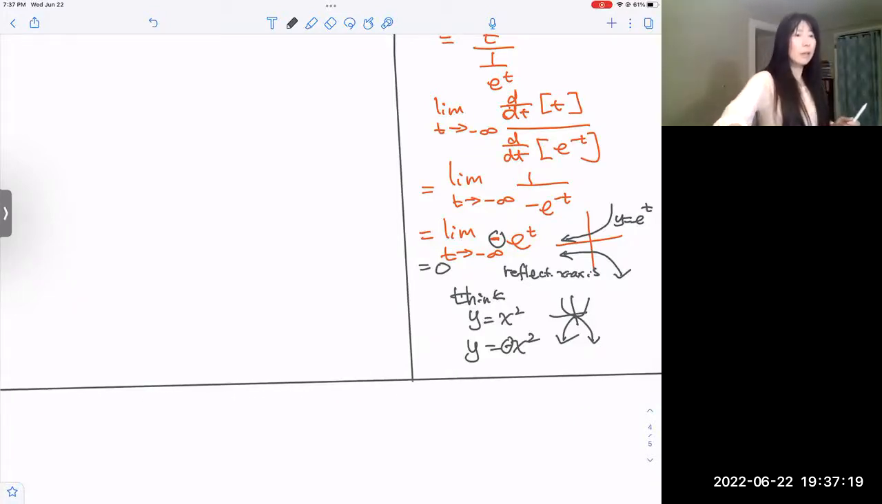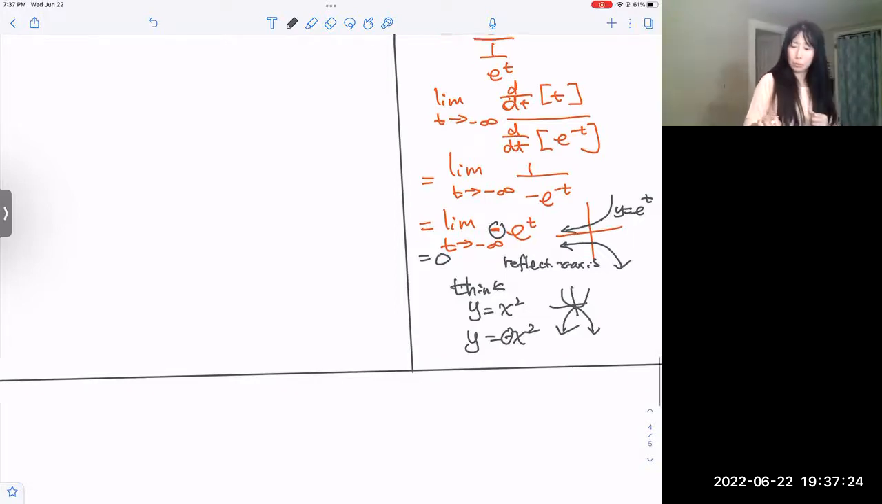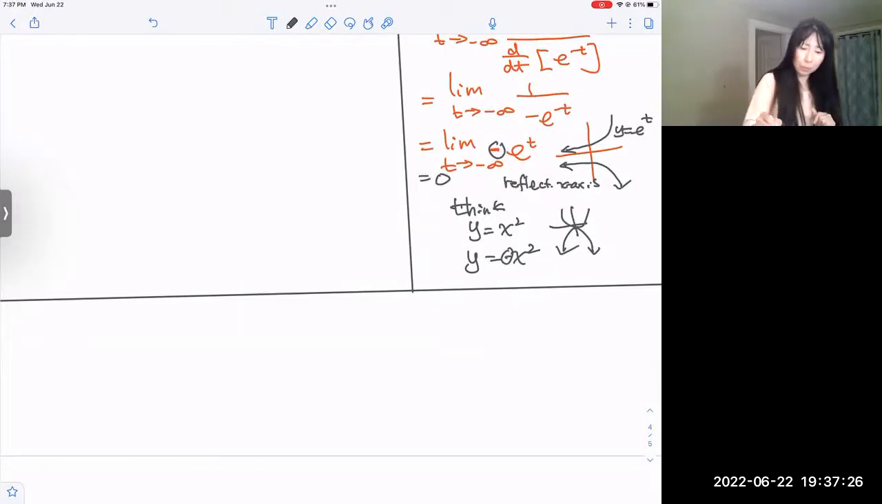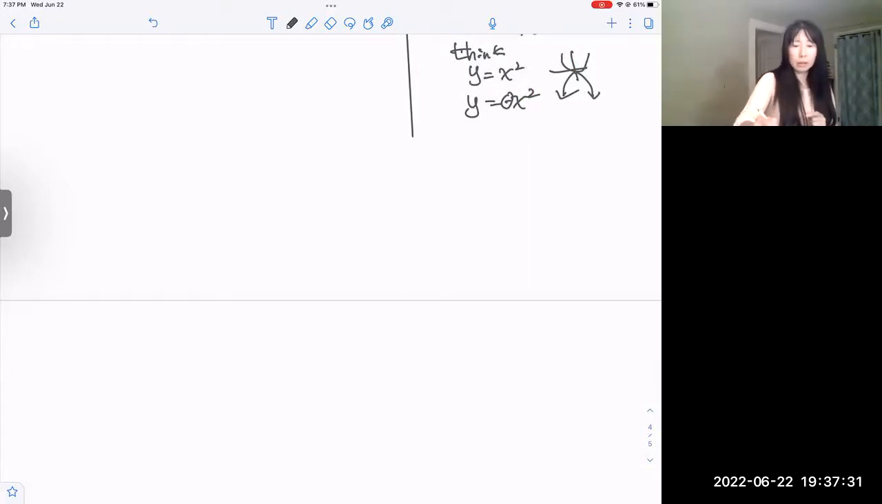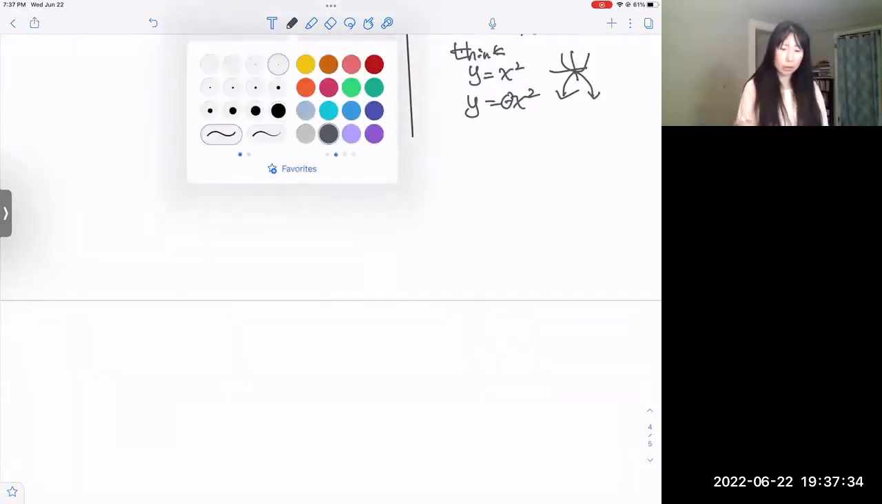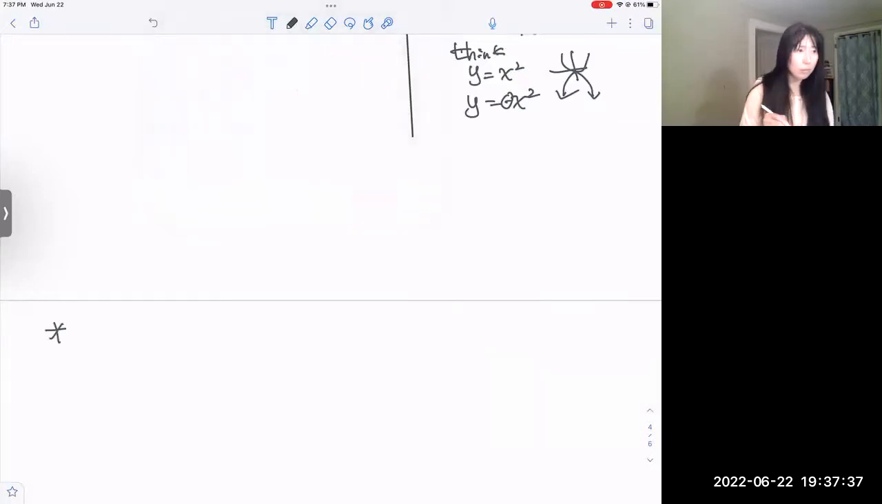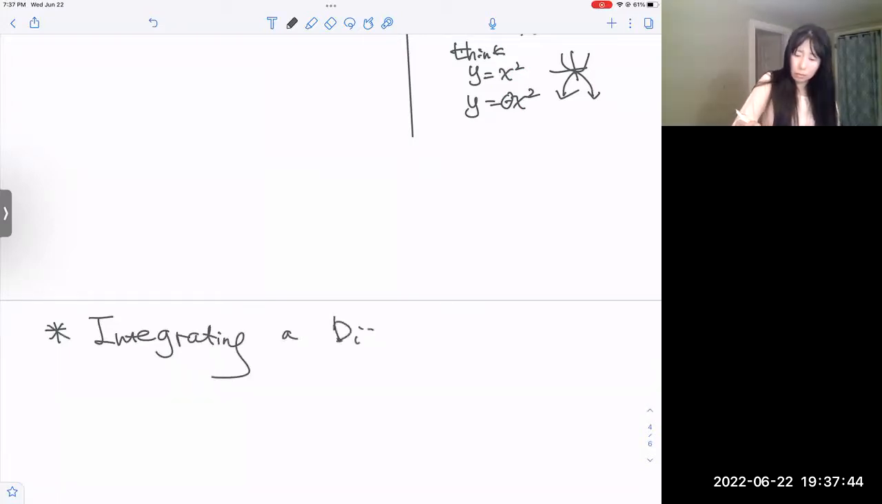All right, good job. Okay, this time we do integrating a discontinuous integrand. So let me denote continuous as CTS. Okay, discontinuous integrand.